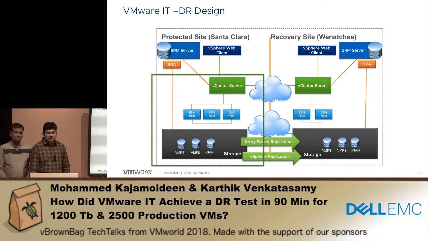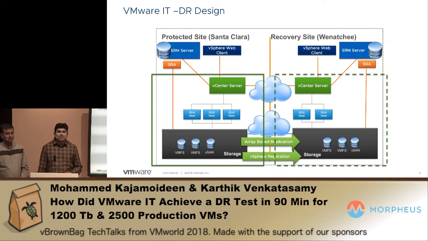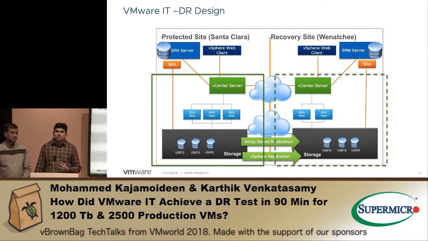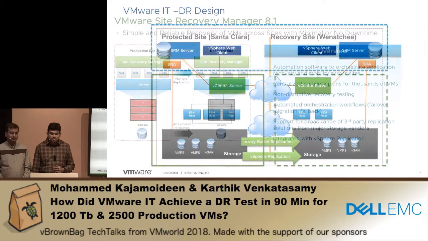So this is a logical DR design of VMware IT. We have a protected site in Santa Clara and a recovery site in Wenatchee, and we are using Site Recovery Manager to automate our DR workflows. We have both array-based replication and also vSphere Replication to protect our vSAN workloads. SRA is nothing but a storage replication adapter, code written by the storage vendor, which helps Site Recovery Manager to talk to your underlying storage during test recovery or actual recovery.